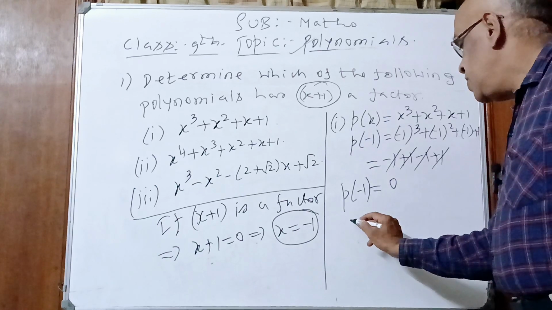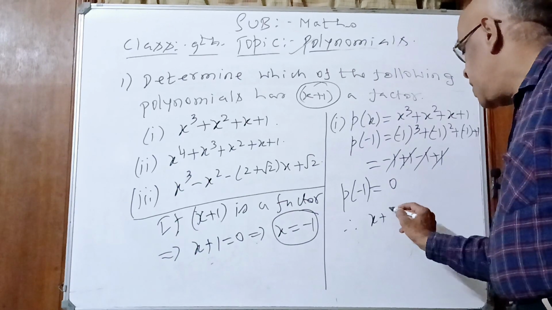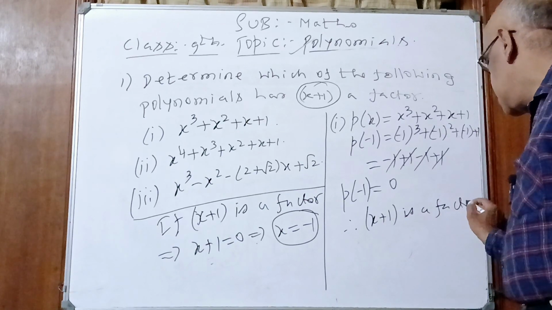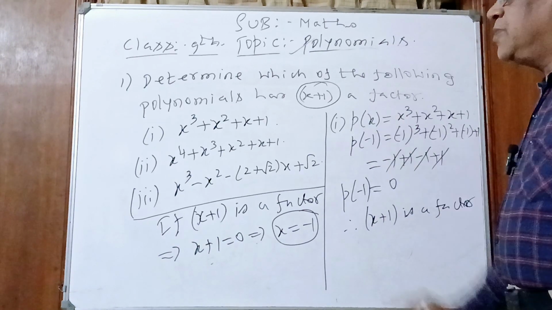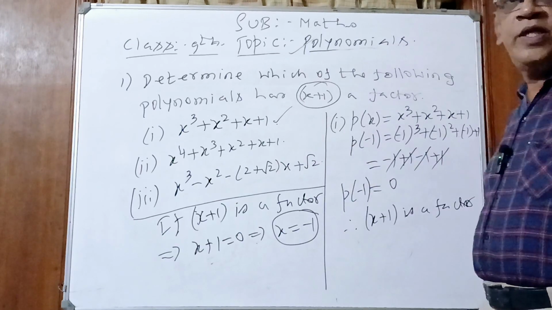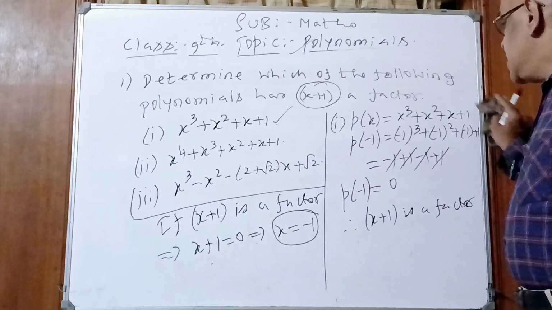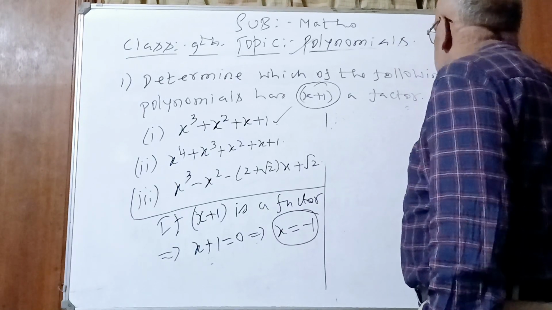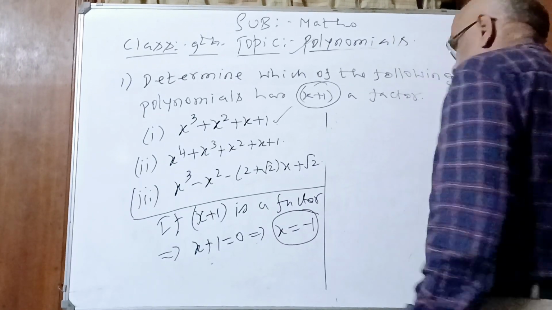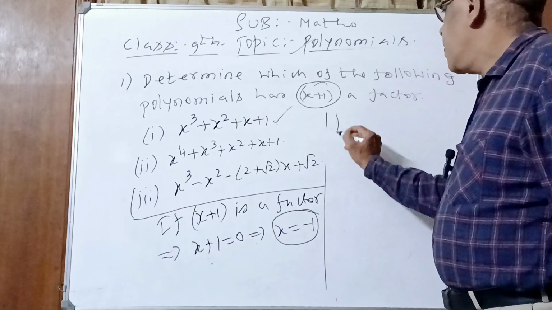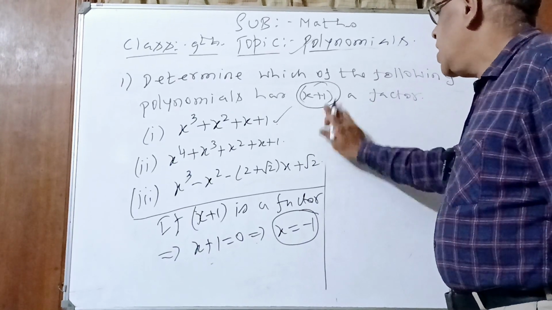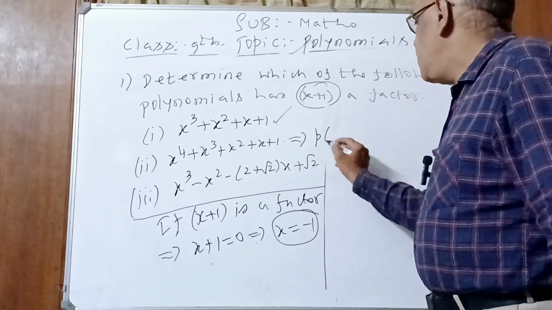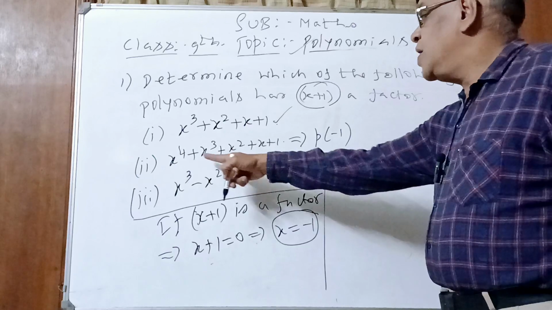P of minus 1 is 0. Therefore, x plus 1 is a factor of which polynomial? This polynomial, the first one. We proved it. Yes or no? Similarly, check for the second one, whether it is a 0 or not. What you have to do, children? Second one. We continue here only. P of minus 1: put minus 1 here.